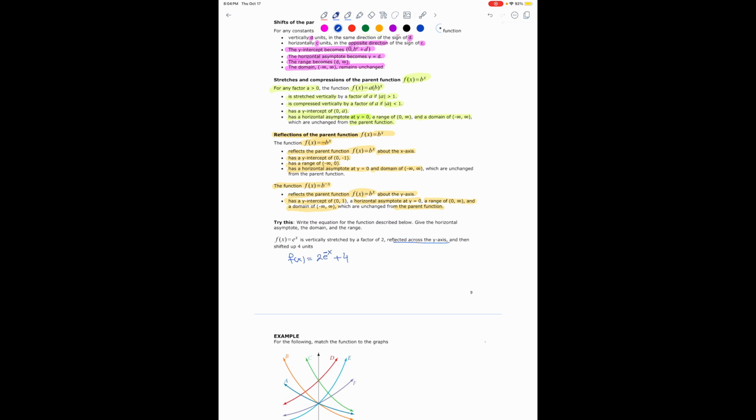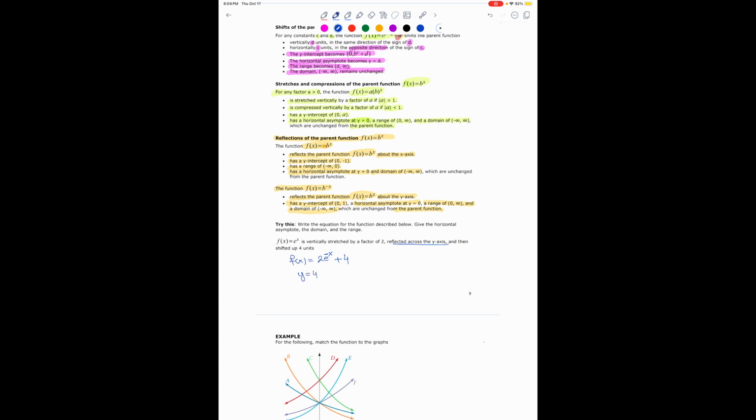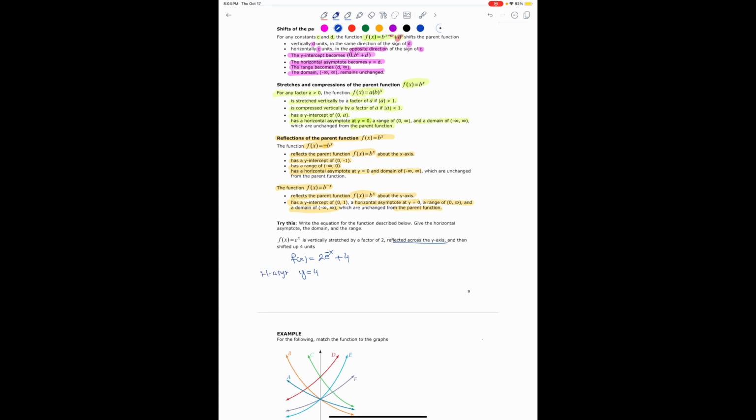In this case, because it shifted up 4 units, the horizontal asymptote is going to become y equals 4. So that is the horizontal asymptote according to this rule right here. And the domain remains the same, does not change, is from negative infinity to positive infinity. And the range, according to the first rule here, is going to shift to 4 to positive infinity. So that is the vertical shift to positive infinity.